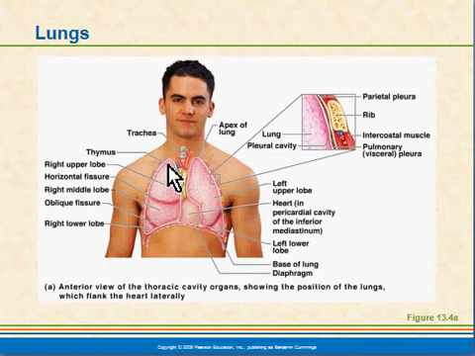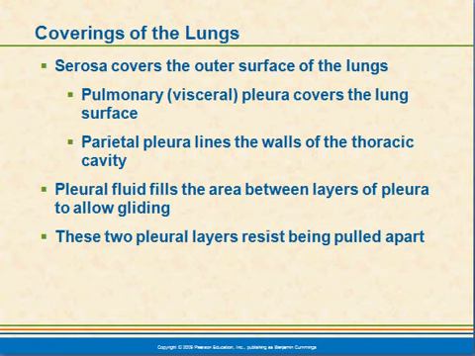Now, the lungs have coverings externally. This is a serosa, that is, it has serous fluid, and there is a pulmonary layer that covers the lung surface and a parietal layer that lines the walls of the cavity. And between there, we have fluid that allows the lungs to glide, and it also allows us to breathe. And I will explain that in our next presentation.